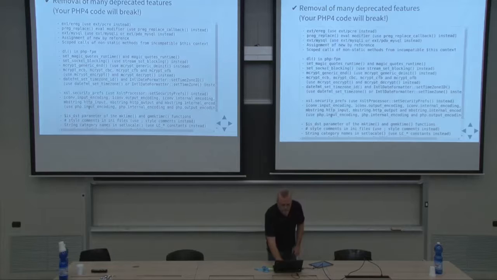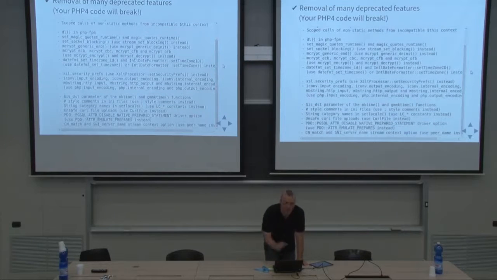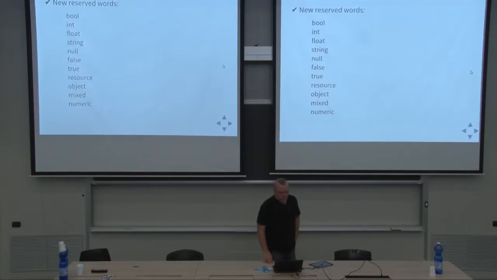We've removed a whole bunch of PHP 4 features. Chances are, if you still rely on all these PHP 4 things that we've been warning you about for 12 years to stop doing, it will probably stop working now in PHP 7. There's some new reserved words. So if you have a class called string, it's going to break. True, false, null, basically things that you wouldn't expect to be able to use in your own code, you can't use in PHP 7.